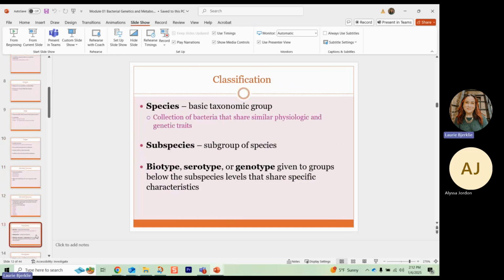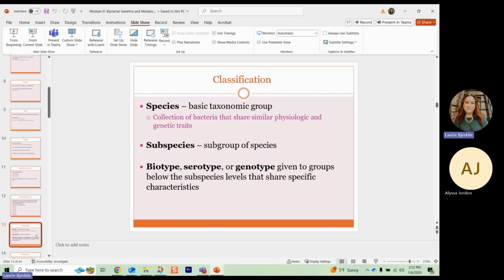Okay, so when we deal with genus and then species, we're talking again about very similar physiologic and genetic traits. You can even go further down and get more specific into subspecies. That's a subgroup of that species. And then you get even more specific in what we call biotypes or serotypes.